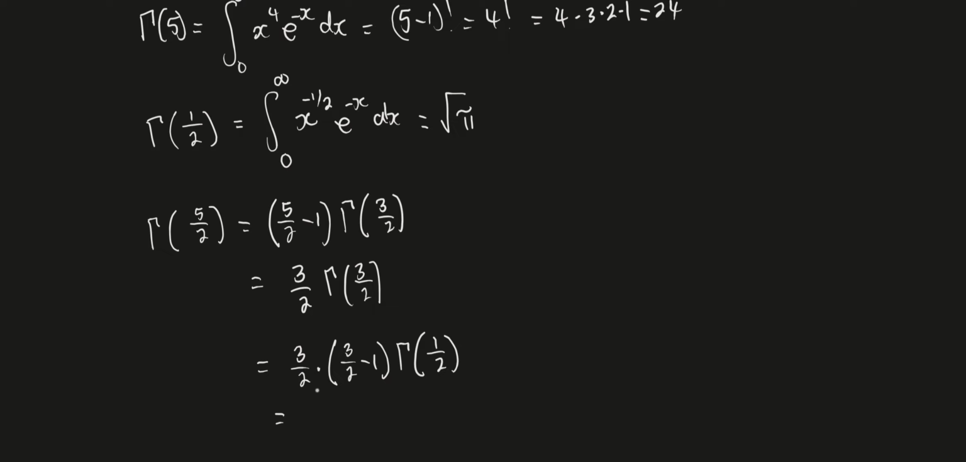So then what would I end up with? 3/2 times 1/2 times, and now I just told you, I didn't prove it, but I feel like you would trust me, because I wouldn't mislead you with something so beautiful. The gamma of 1/2 is the square root of pi, so then I'd have my square root of pi there. So that means the gamma of 5/2 is 3 square root of pi over 4.